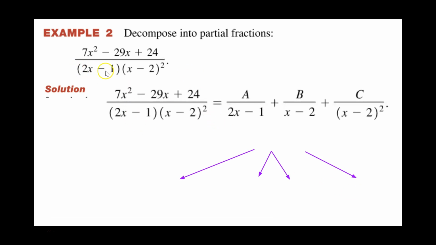So here's my 2x plus minus 1 for a. My x minus 2 squared is my c. And then because I told you before it's a square, we just write the x minus 2 once again.